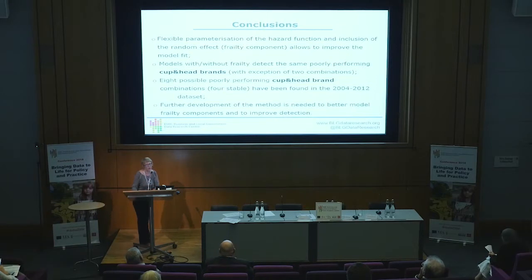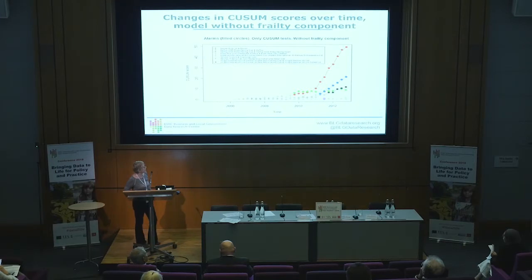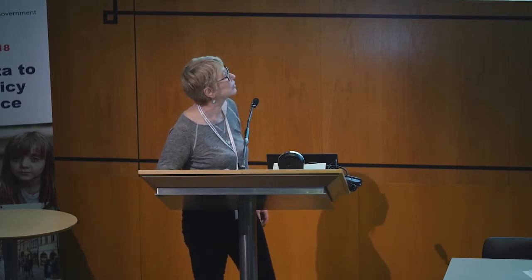So to conclude, because we use a flexible parameterization of the hazard function and included the frailty component, it seems that it allows us to improve the model fit. And you saw also some other brands there, but what was really interesting in those plots, I kind of forgot to mention them, there are other filled colored circles there, but they appear there only once, and then they disappear. So we kind of have an alarm triggered, but that alarm is there only for one quarter, and then it's not there anymore. So what we should really look at is not just one alarm, but at a stable behavior over 2-3 quarters before being really worried.